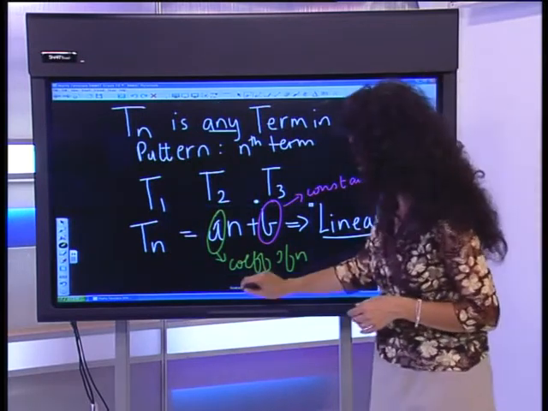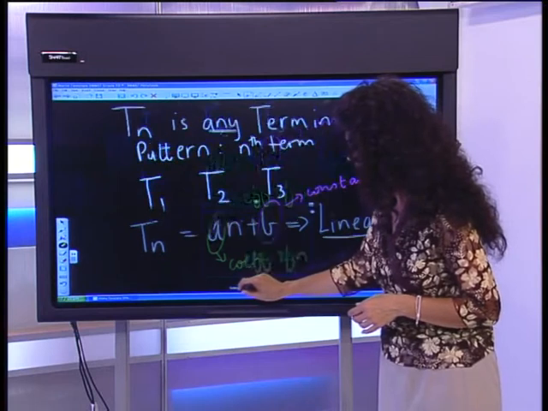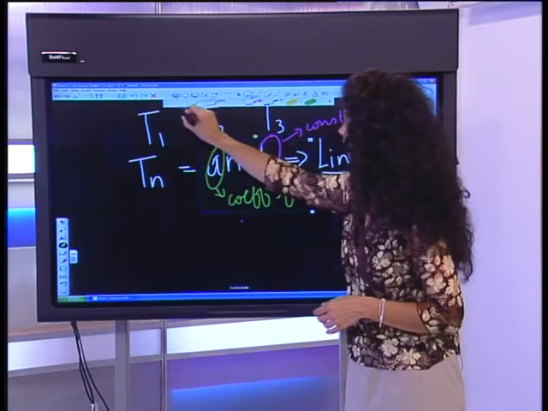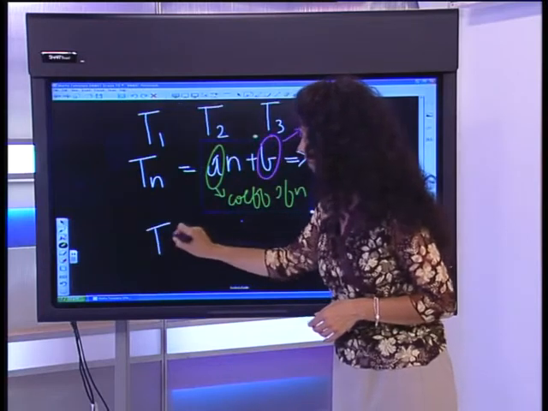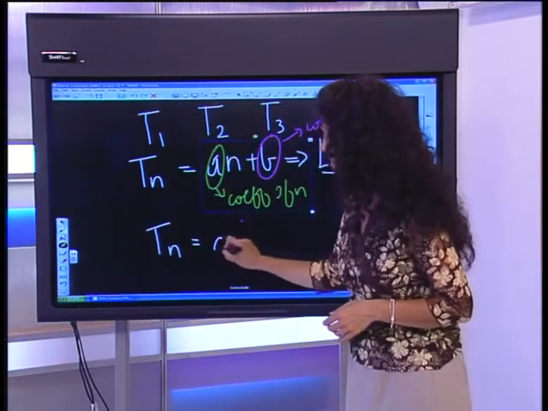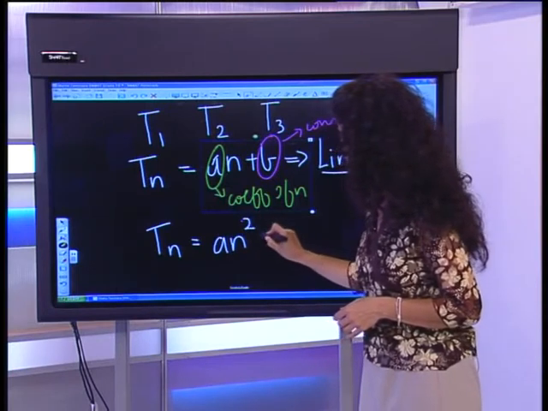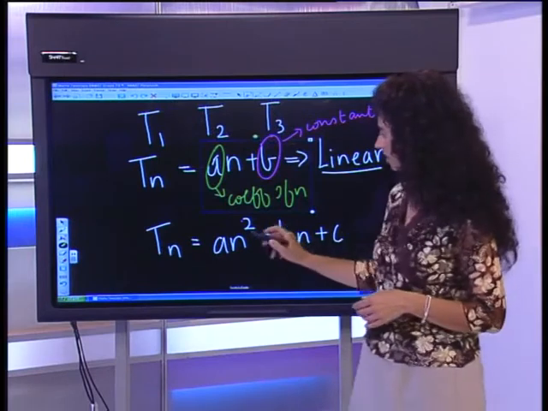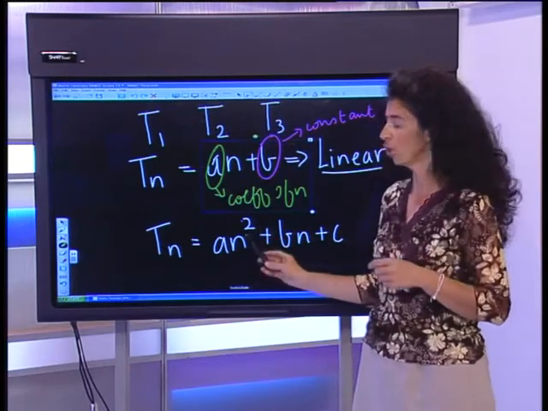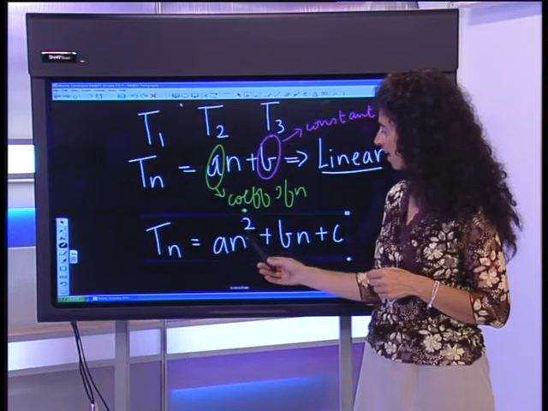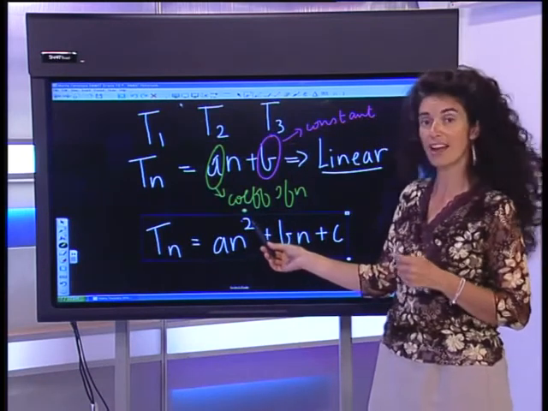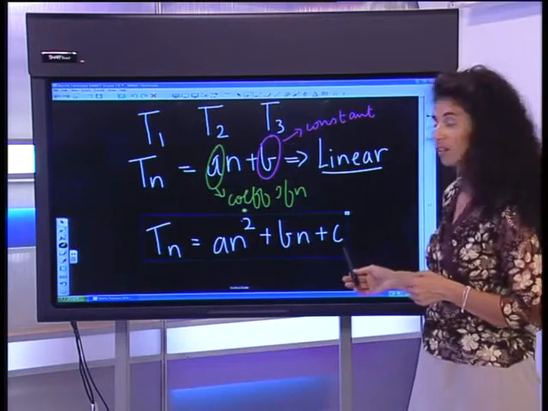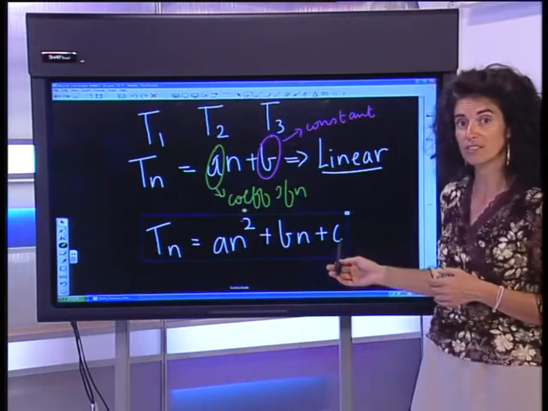Let's just extend this page. So let's just go down here. So if we were looking at a quadratic pattern, then we would have Tn equals an squared plus bn plus c. So anything that's quadratic, in other words, to the power of 2, the highest power is 2, but then it will have a term with an n, and then it will have a constant. And you'll certainly deal with these next year.